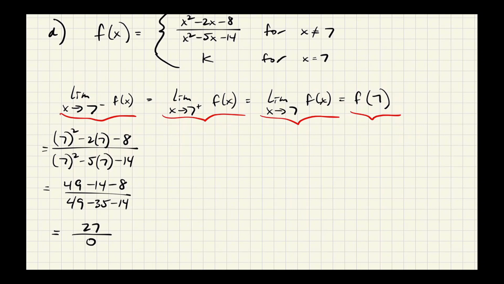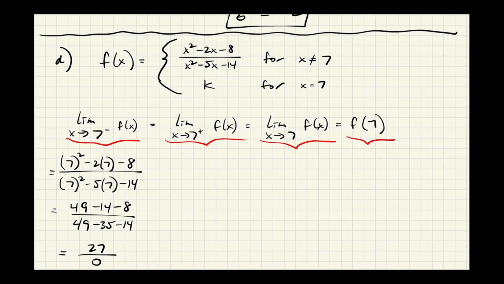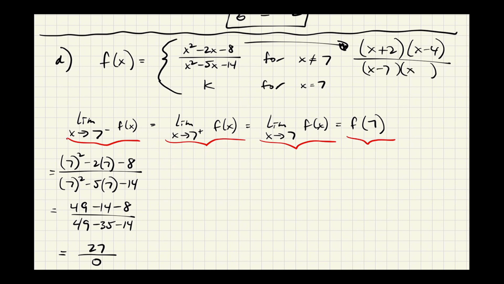So that means we can't do anything else. We can't factor it. You can try to factor it, but it won't factor. That's what I was thinking at first, maybe we can factor the top. The top will be x plus 2, x minus 4. And then the bottom would be x minus 7, x plus 2.